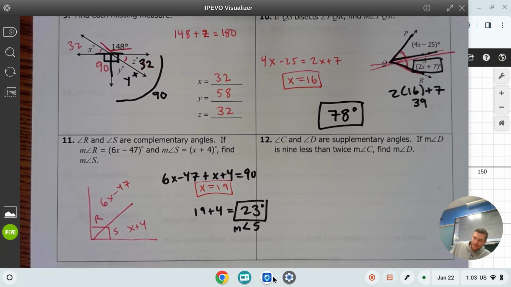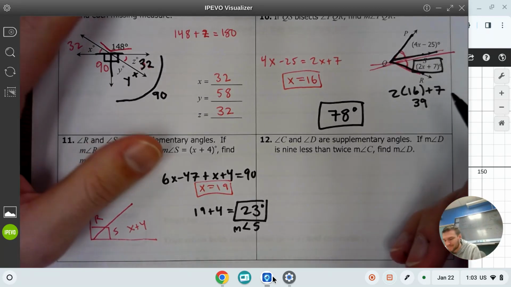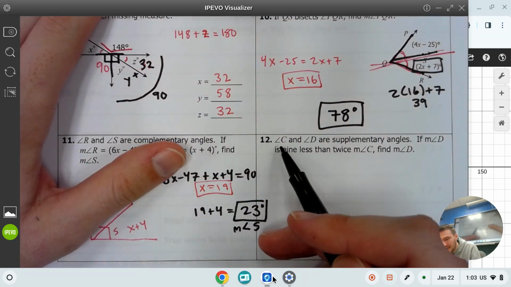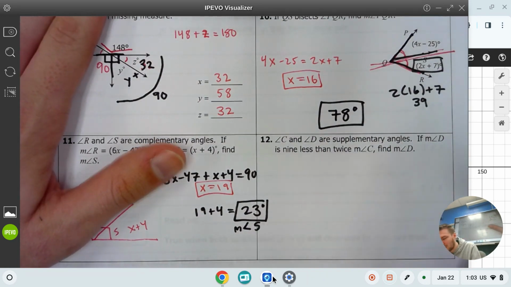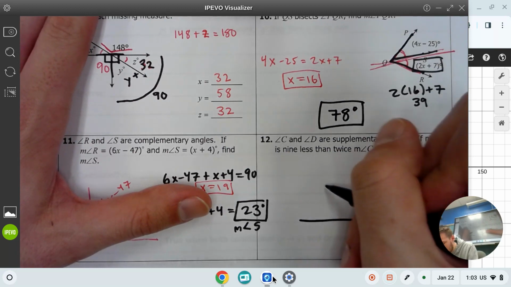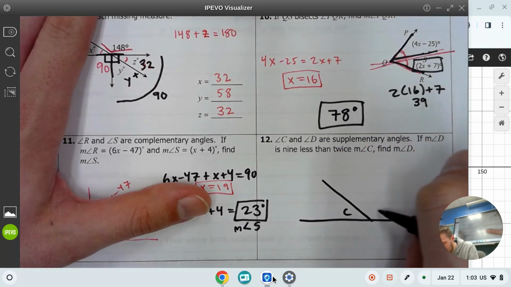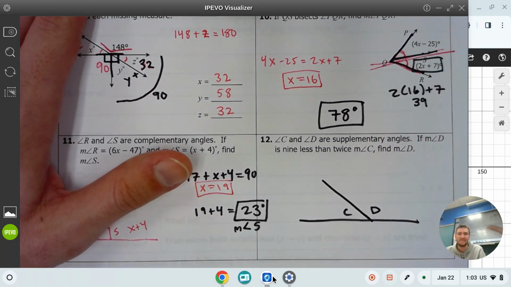One last question here, working with these angles. Then we're going to get a big change into the logic statement stuff. Angle C and angle D are supplementary angles. C and D. That means they're going to add up to make 180.